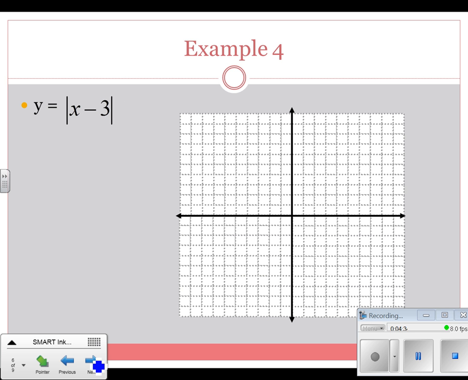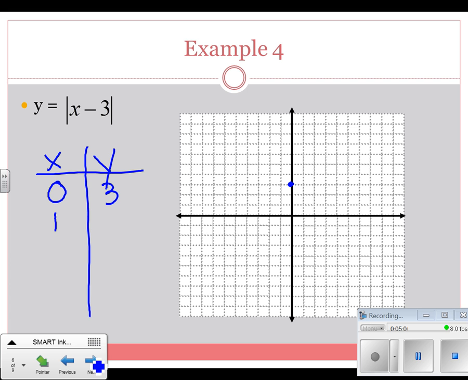But now in this next problem, you can see I put a minus 3, but I put it inside the parentheses. So let's pick some x values. Let's just start with 0. When we put 0 in for x, 0 minus 3 is negative 3, and the absolute value of negative 3 is 3. So 0, 3. If we want, we can make a list of ordered pairs. Now I'm going to put in 1.